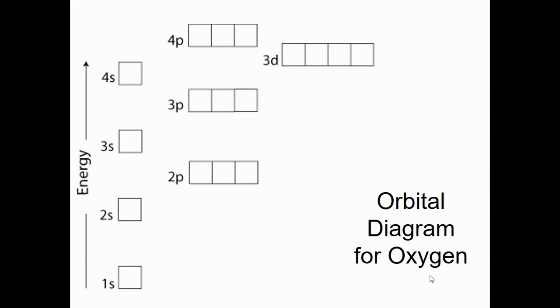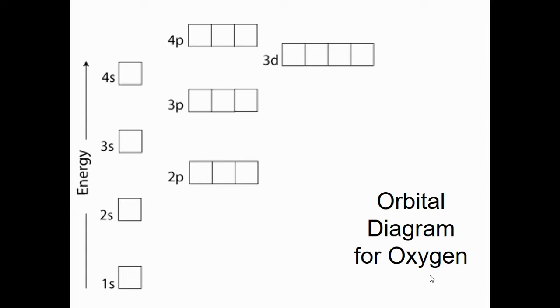So let's start off with figuring out how many electrons oxygen has. Oxygen in this case is a neutral atom. So what we do to find out the number of electrons is we go to the periodic table. Oxygen's got an atomic number of 8, which means it has 8 protons, and it also means it has 8 electrons. So we need to put those 8 electrons in orbitals.